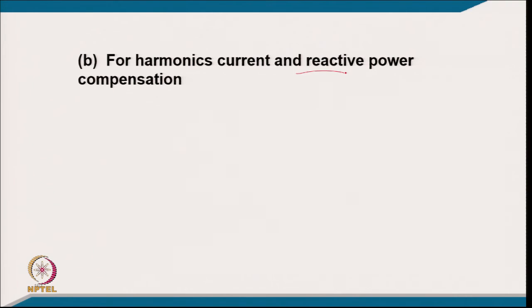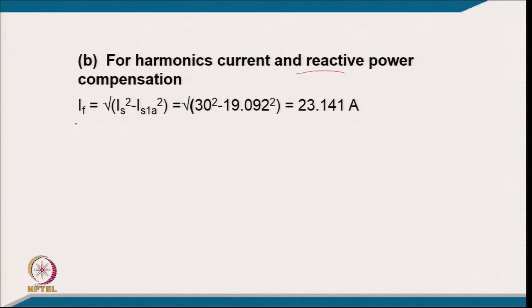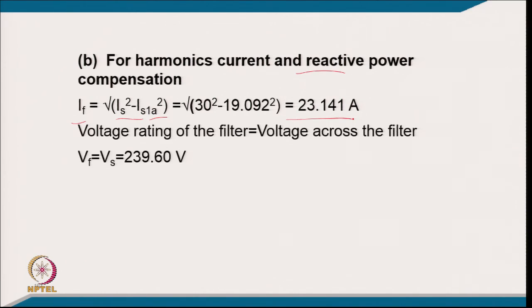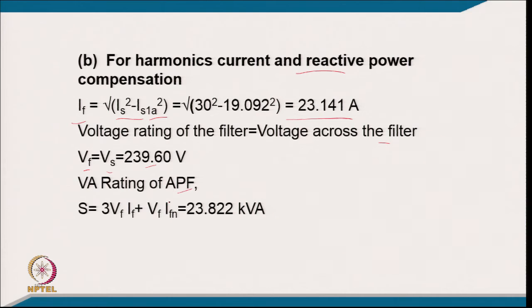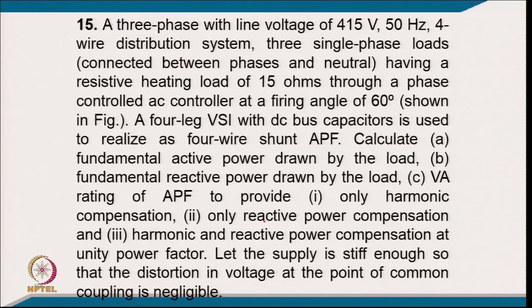For harmonic current and reactive power compensation, IF will be the square root of IS square minus IS1 square, and this will be 23.141 ampere. The voltage rating will be VF equal to VS equal to 239.6 volt, and the VA rating of the active filter will be 3 VF IF plus VF IFN, that is 23.822 kVA.